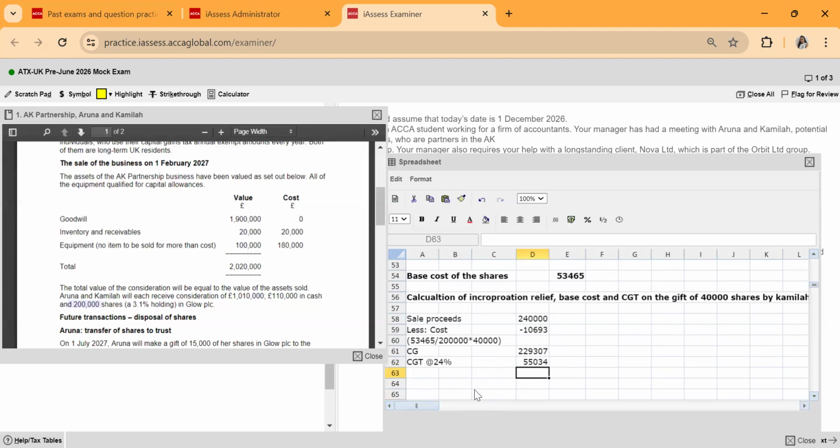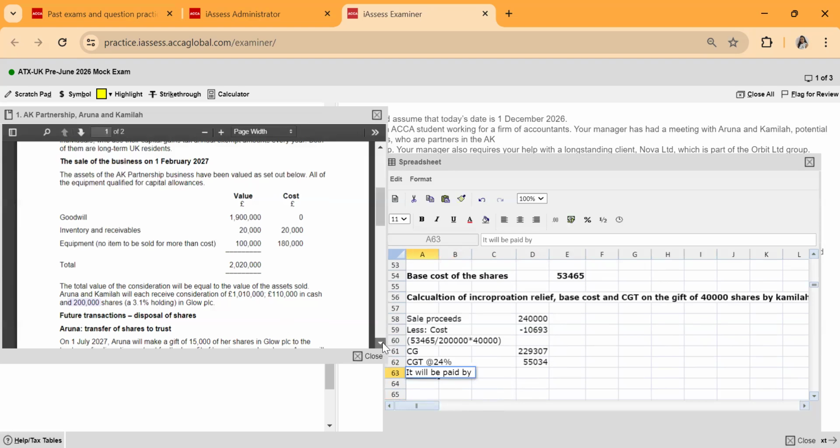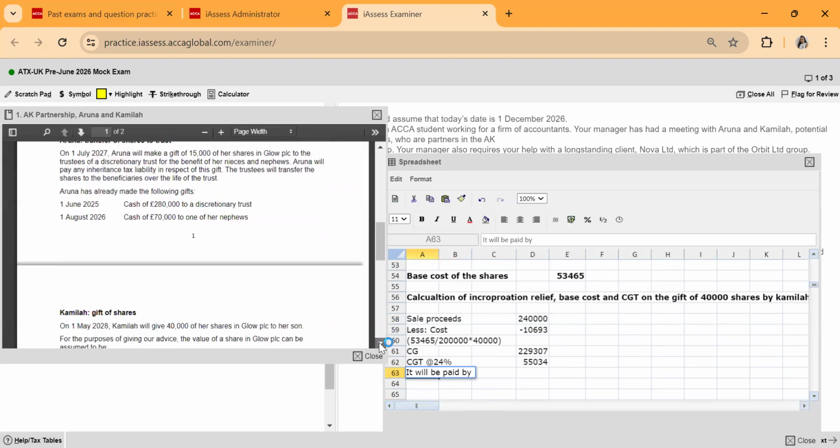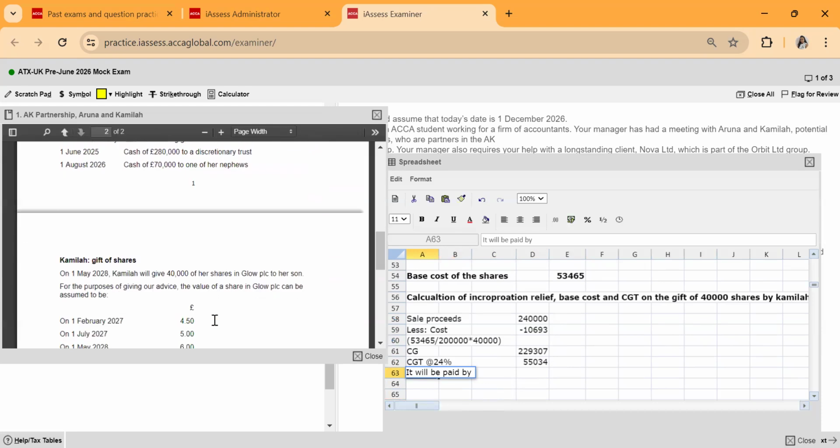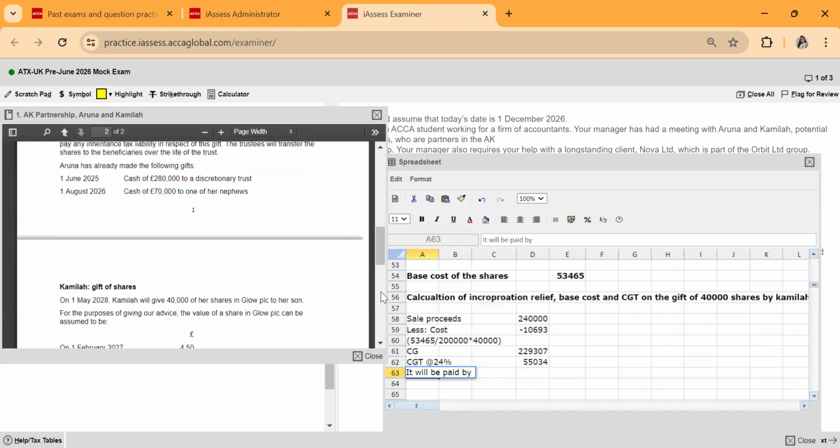And when it will be paid, again the same rule. We just have to see the date. Since there is no residential property, it will be paid by 31st January. But which 31st January? The gift is made on 1st May 28, which is in the tax year 28-29, so 31st January 30. Correct? Done and clear till this point. These were all the pointers we discussed when incorporation relief is claimed.